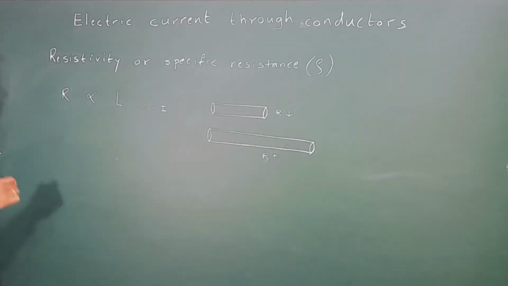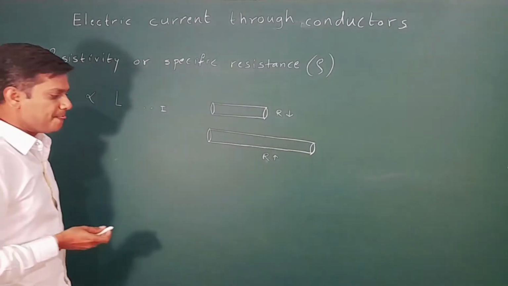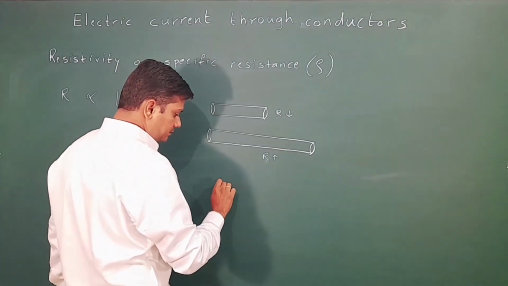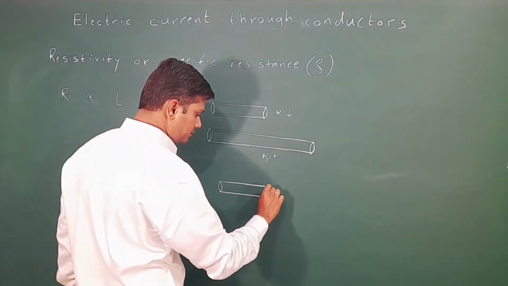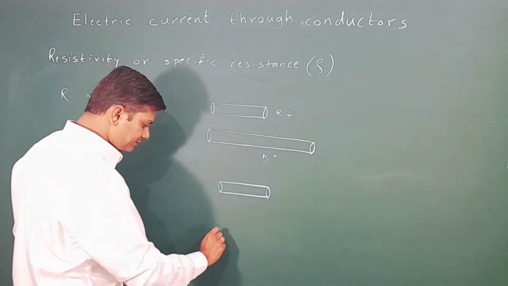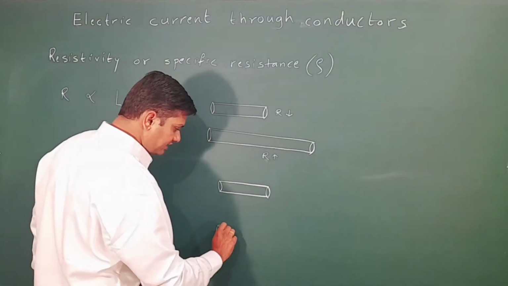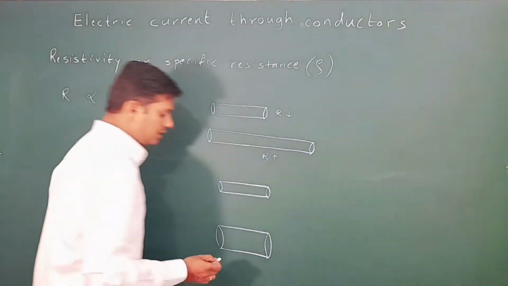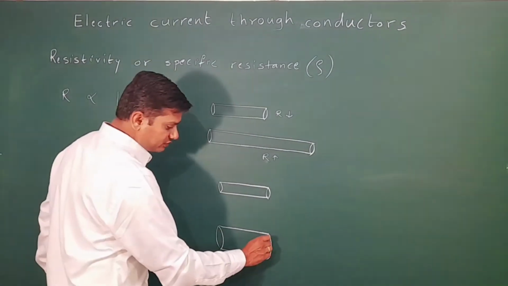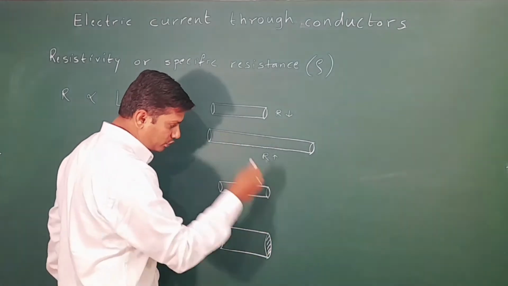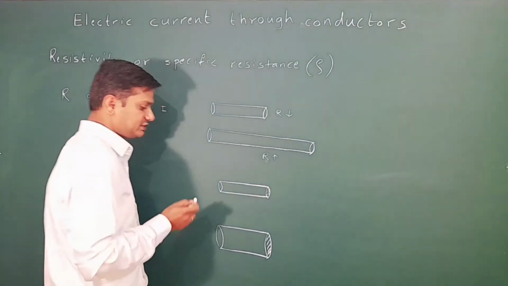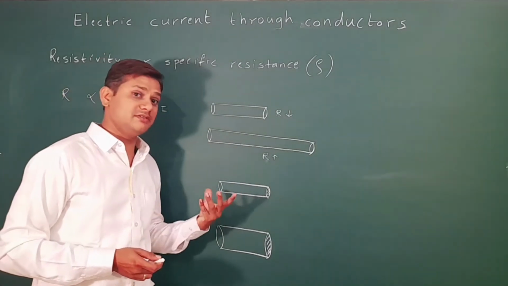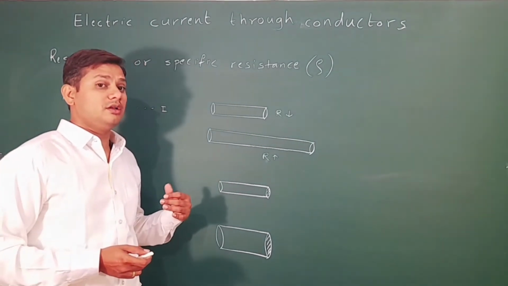Let's say question 1. Now, let's say there are two wires having same length, same material, but this wire has more cross-sectional area, more thickness, and this wire has less cross-sectional area. They are made up of same material. So tell me, which wire will have less resistance?